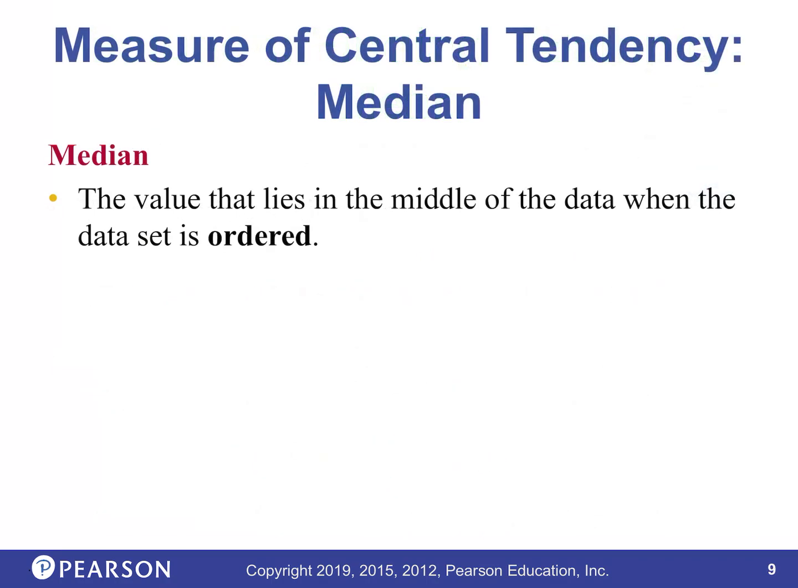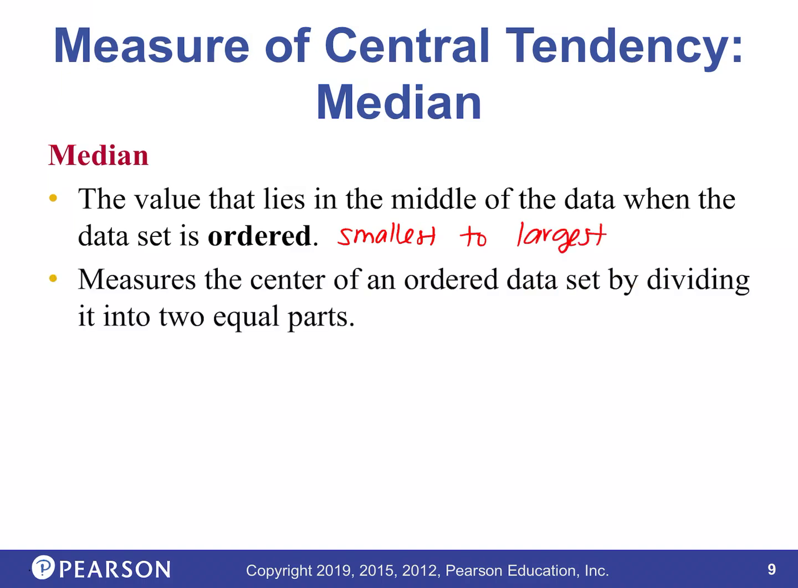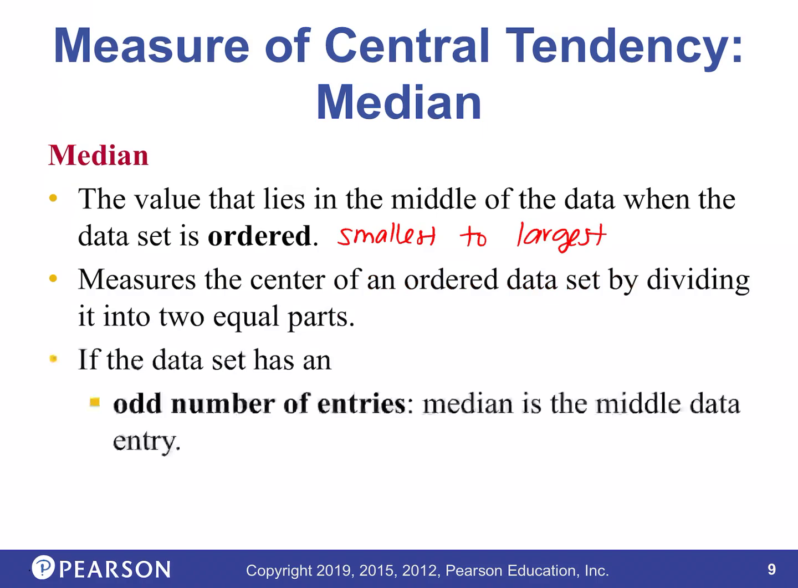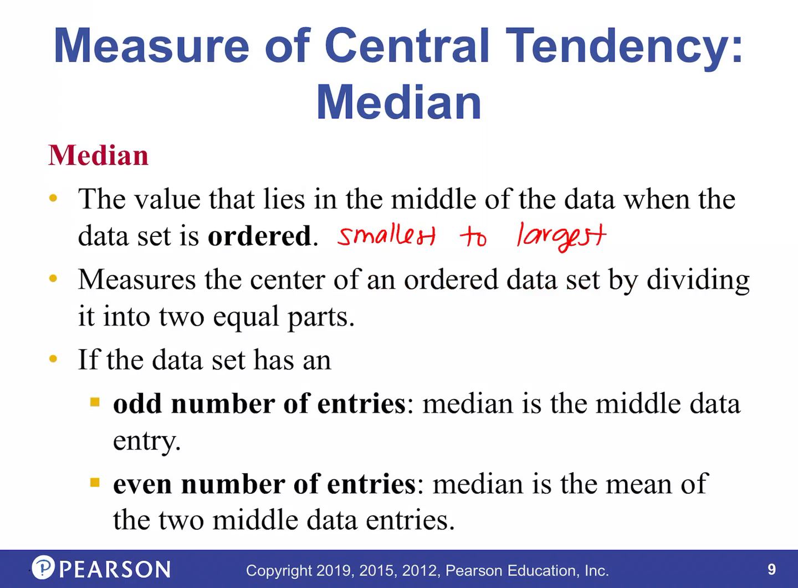The median. Just like the mean, this is another form of central tendency. It's the data value that lies in the middle of the data when the data is ordered from smallest to largest. It measures the center of an ordered data set by dividing it into two equal parts. If the data set has an odd number of entries, the median is the middle data entry. And if it's even, the median is the mean of the two middle data entries.